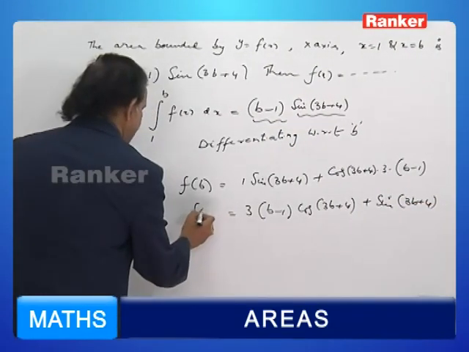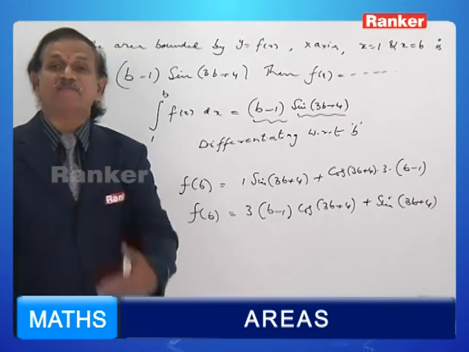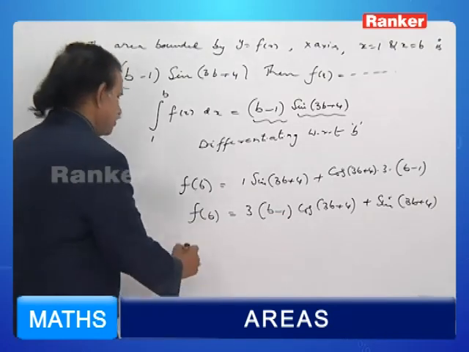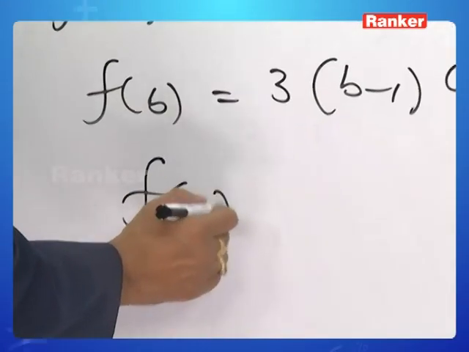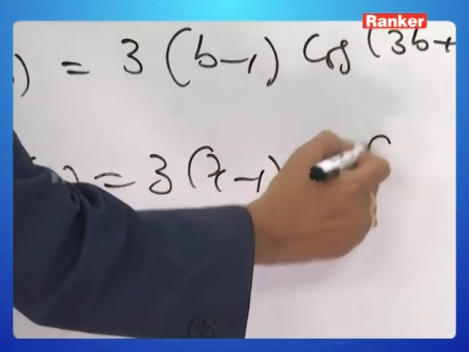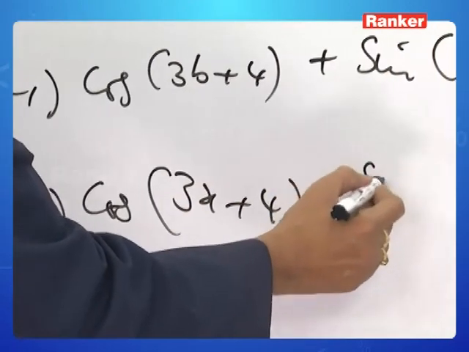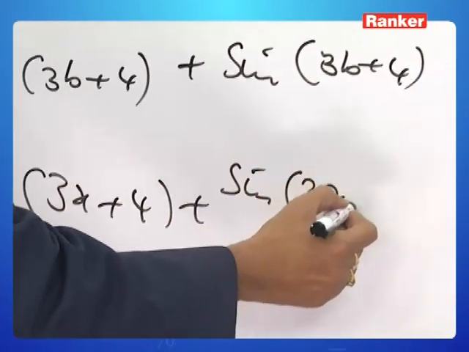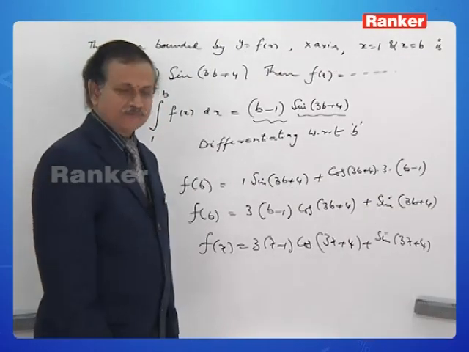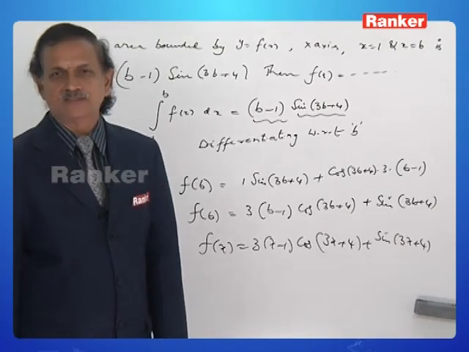Well, my dear, this is f of b. What is required actually? We require f of x. You just replace b by x. What do you have? 3 into x minus 1 into cos of 3x plus 4 plus sine of 3x plus 4. Fantastic, unbelievable, isn't it? How easily we are able to get the answer for f of x.